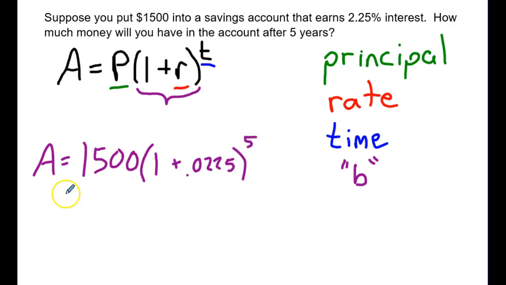Now you would just plug this in a calculator and round to 2 decimal places since we're talking about money. So in 5 years, that account would have $1,676.52. That makes sense. Our value is larger, as it should be. Our b value was greater than 1, so this would be exponential growth. It's increasing.